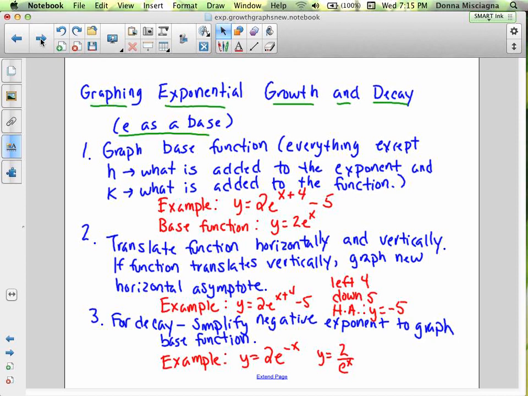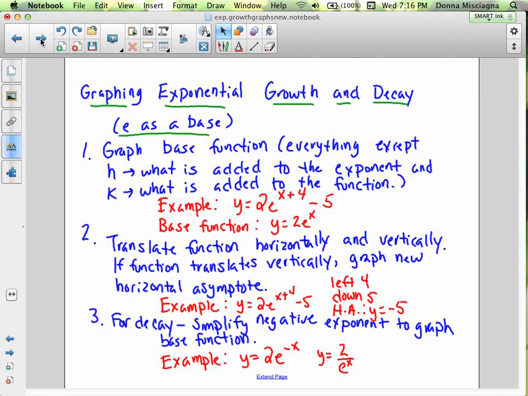unless we reflect it or translate it up and down. So for decay, simplify the negative exponent to graph the base function. If we have y equals 2e to the negative x, make that y equals 2 divided by e to the x. And now you know the steps.